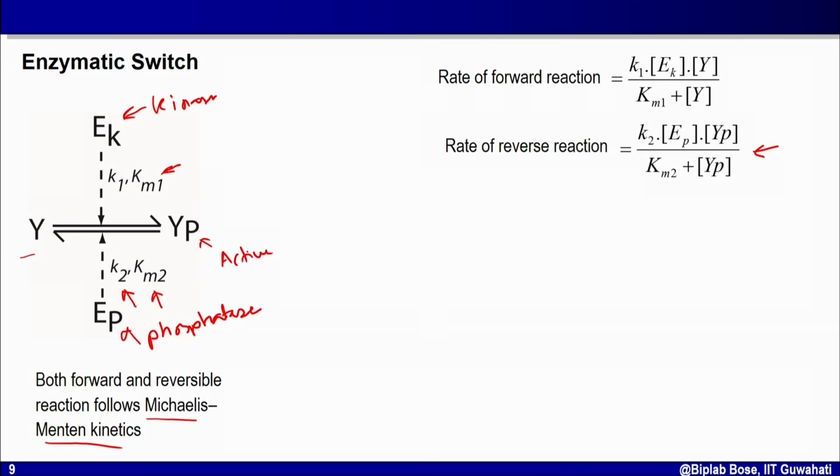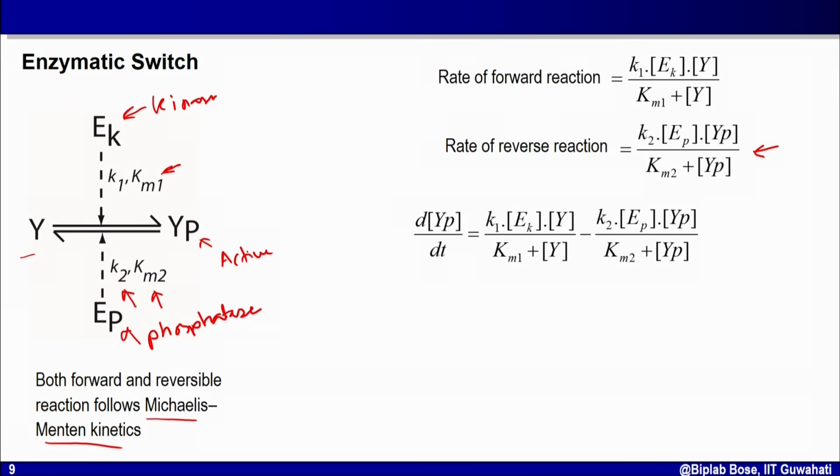Now, if I have to write down dYP/dt, the rate of change of YP, I will club these two and I get the equation dYP/dt equal to K1 into EK into Y divided by Km1 plus Y, minus K2 EP into YP divided by Km2 plus YP. I have taken this one and this one and added a minus sign here because this is for the reverse one and the other one is for the forward one.